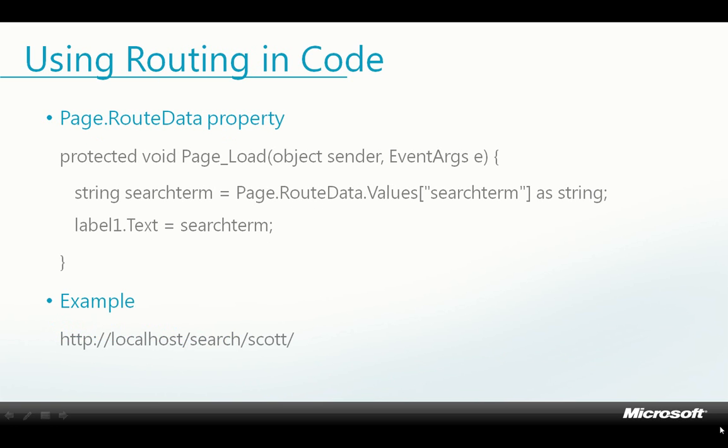If you want to use the routing information in code, there are some new properties that help you do that. Here's an example of using the new Page.RouteData property. You can see that it can look at that route and extract the search term; Values is a dictionary there, and I can extract the search term, assign it to a string, and do whatever I want with it. Here I'm putting it into a label. So if the user types in localhost/search/Scott, then the word Scott is rendered in the search.aspx page, and here the code would assign it to Label1.Text.